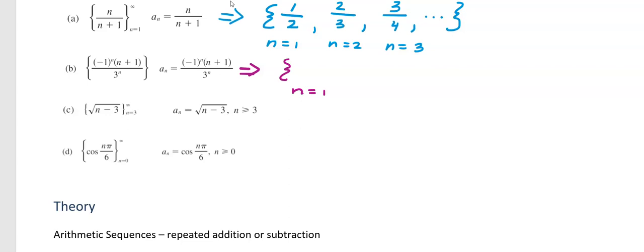So when n is equal to 1, we'd have negative 1 to the n power, which n is 1, so negative 1 to the first power, which means that our numerator is going to be negative. Then we would have 1 plus 1, which would mean we'd have a 2. So our numerator is going to be negative 2 over, and then our denominator is 3 to the first power, so 3 to the first power is 3. So our first term is negative 2/3.